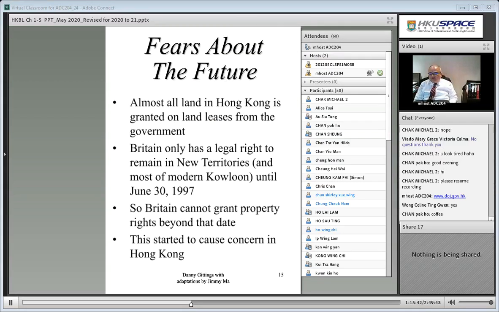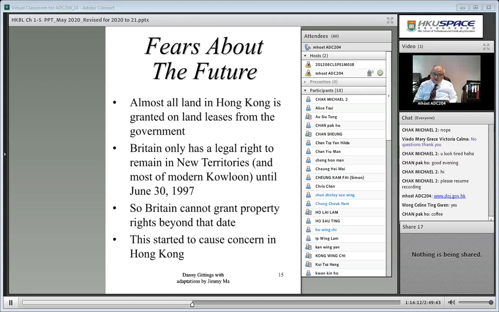However, because of this New Territories lease, which has an end date to it, that naturally will cause a lot of concerns among people who were then living in Hong Kong, a Hong Kong that covers the New Territories. Now, so what should happen?